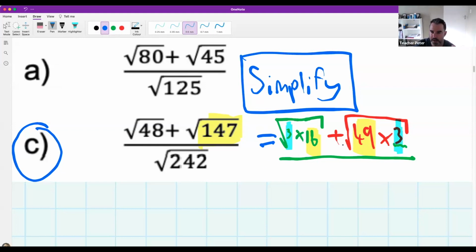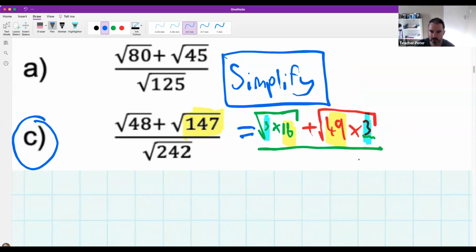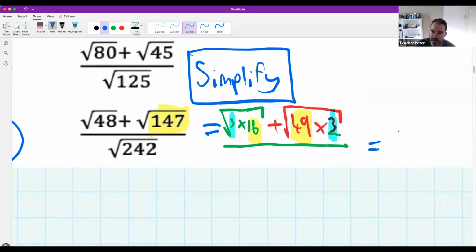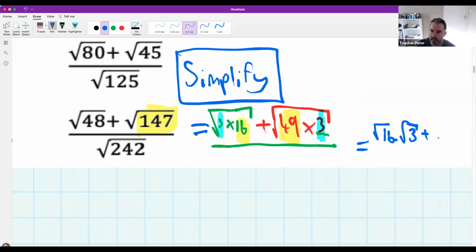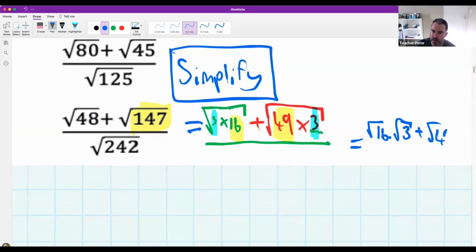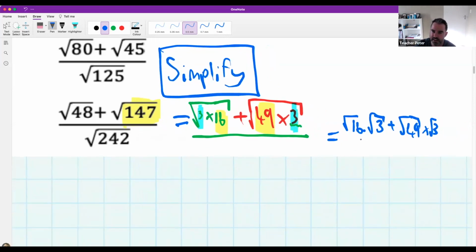So on the top line, in fact, let me zoom out a bit so you can see this. On the top line, you can then break this down into square root 16 times square root 3 plus square root 49 times square root 3. And so that is going to mean that this can be written. Okay, I'll wait one more step.